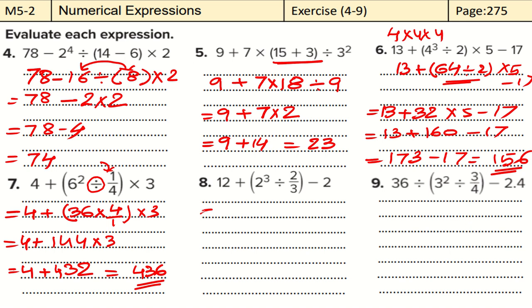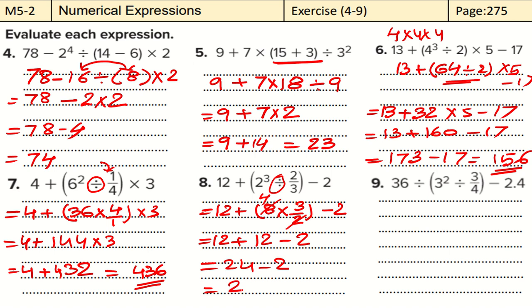Now next is 12 plus 2 to the power 3, which means 8, because 2 multiplied by 2 multiplied by 2, 3 times. Again we have a fraction after division, so make it multiplication and write the reverse of 2 over 3, or flip the number. Okay. Now this is 12 plus 8 divided by 2 is 4, and 4 multiplied by 3 is 12, minus 2. 12 plus 12 is 24, minus 2. 24 minus 2 is 22, which is the answer.